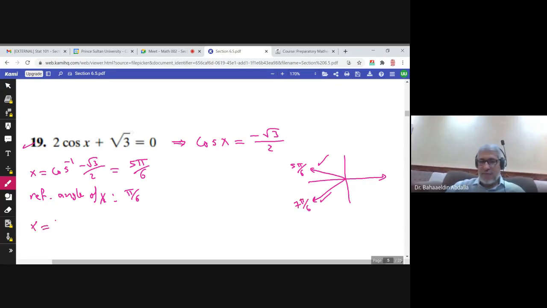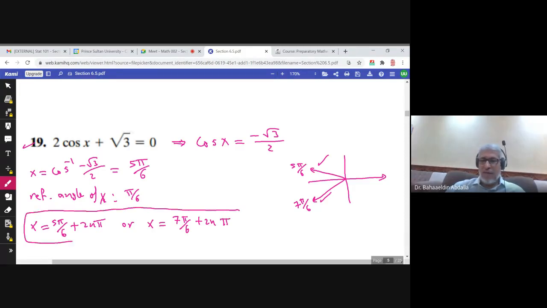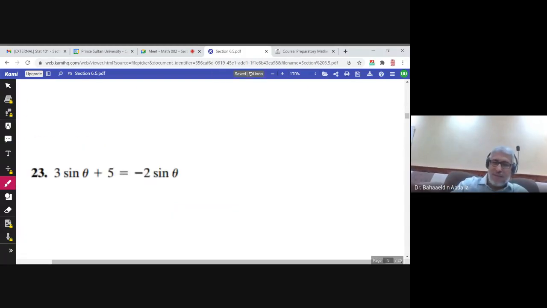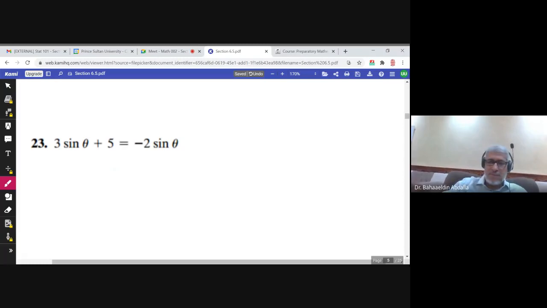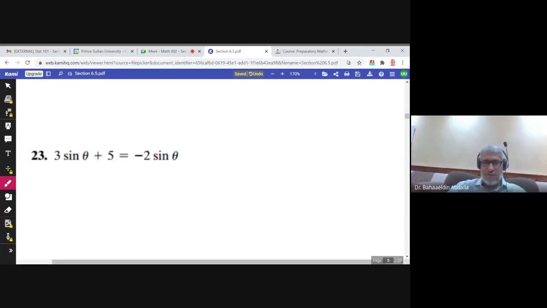So the answer is 5 pi over 6, and you add 2n pi, or 7 pi over 6 and you add 2n pi. This is the set of all solutions of this equation. Let me do this one. Okay, try this one too.